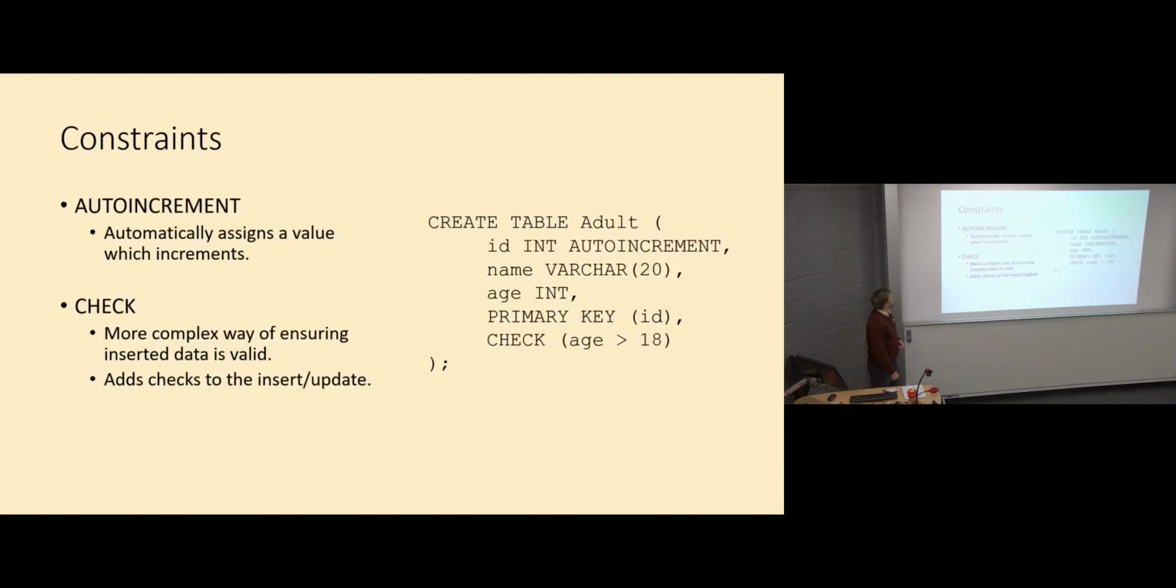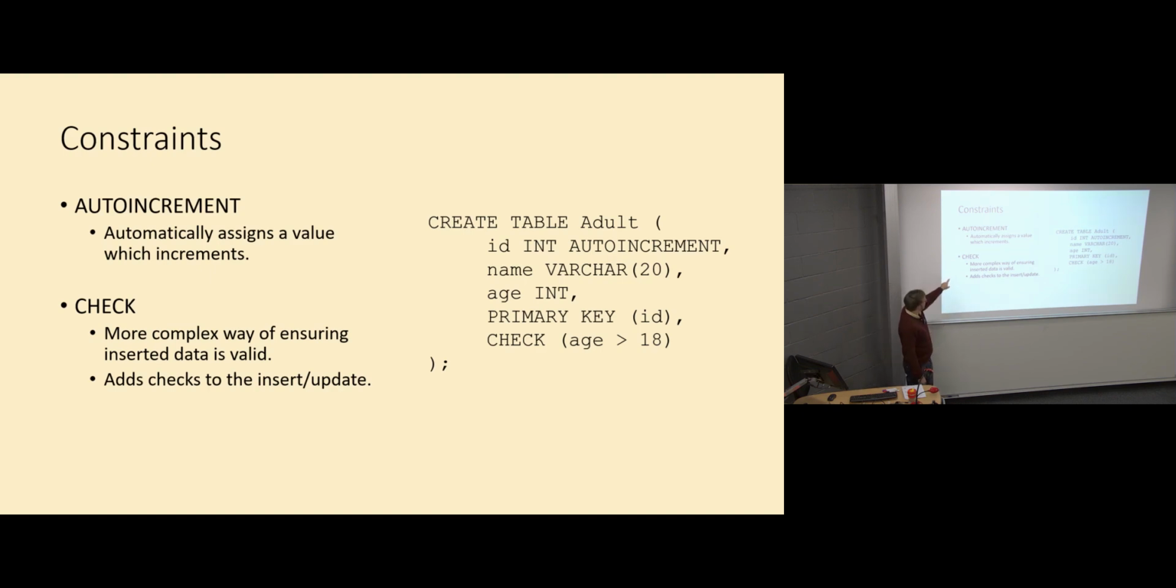There are 2 more. So there's an auto increment, which does exactly what it says on the tin. If you assign a value in auto increment, what that means is you don't need to provide that value. It'll automatically increment for every row you insert. So if you add 1 row, you get 1. 2 rows, you get 2, so on and so forth.